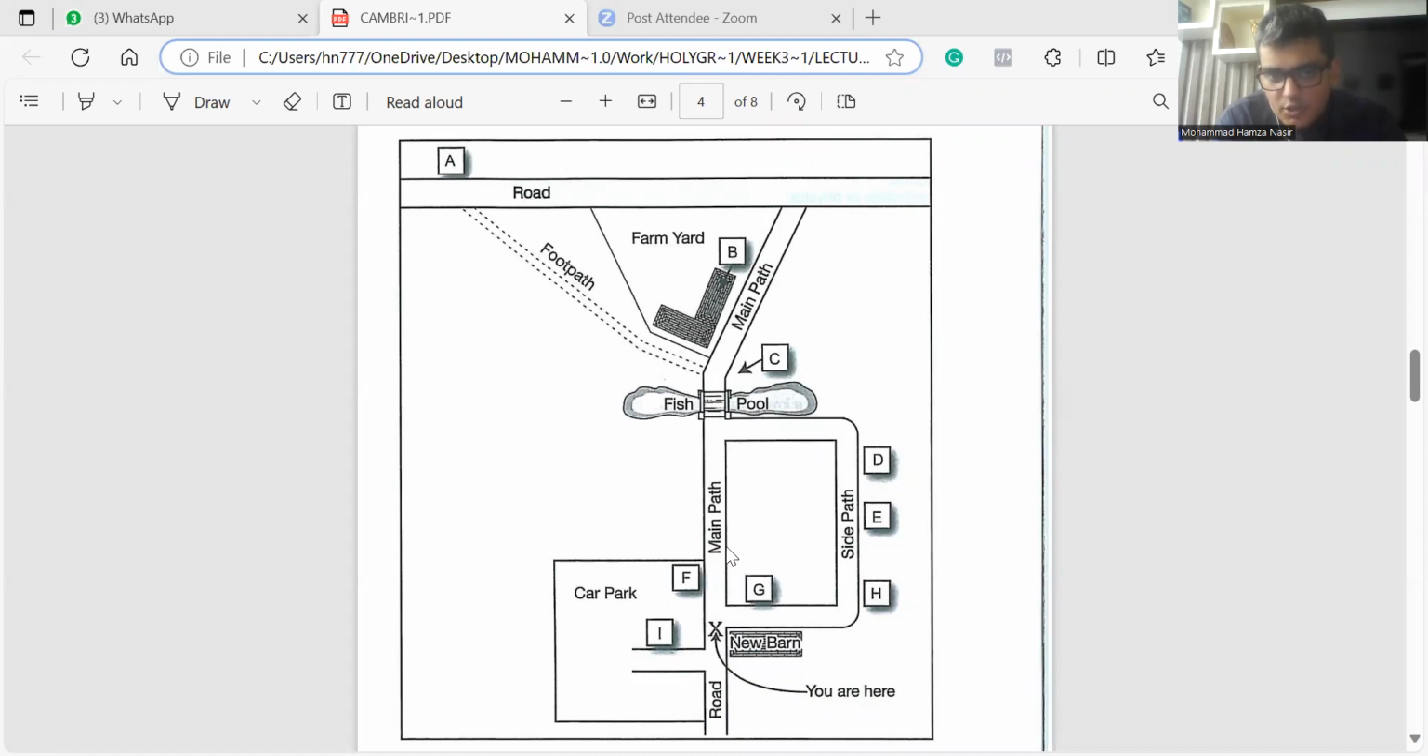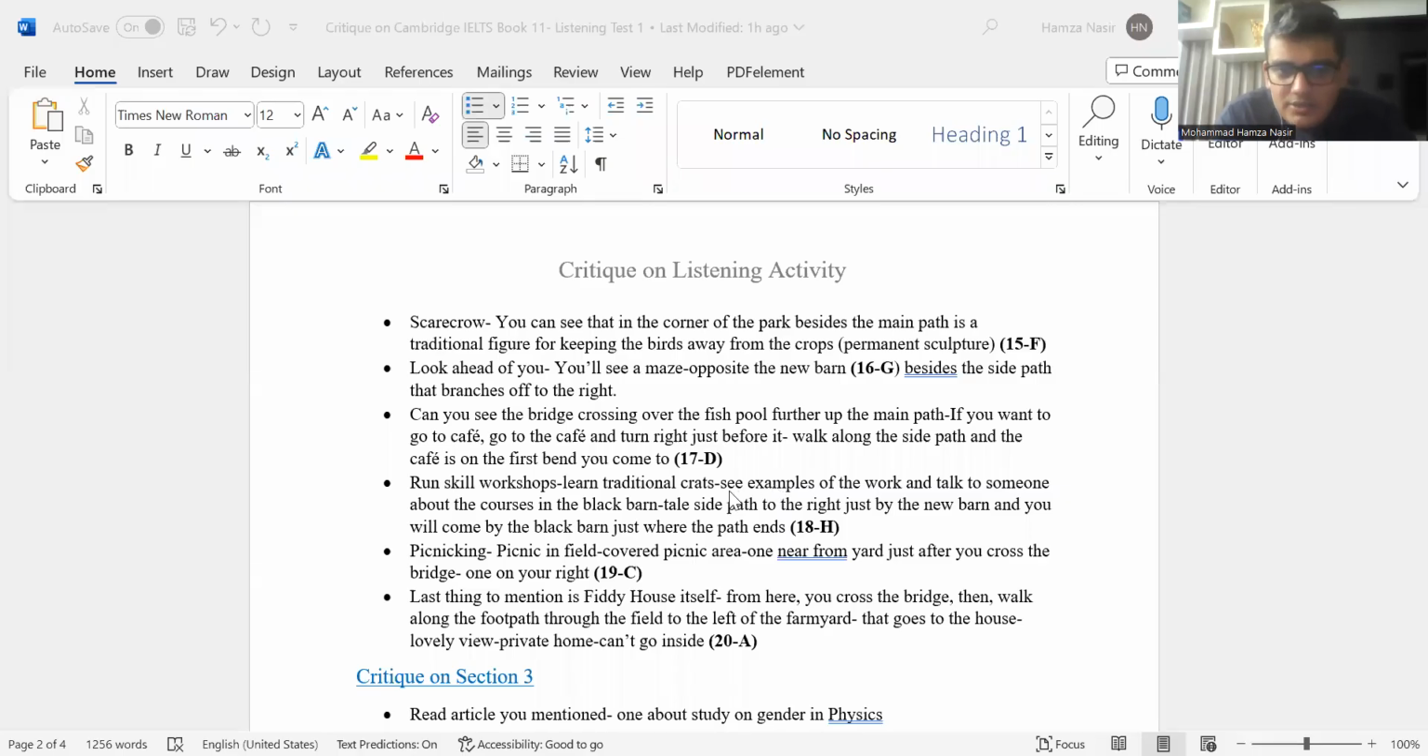Now, fellas, since you are going ahead to the fish pool, and you have to turn right just before it, obviously come back onto the side path. Now, what is this? This is called a bend. Okay. So the first bend is going to be what? That is going to be your answer. That's going to be your cafe. Okay. So the answer for 17 is going to be D for Delta.